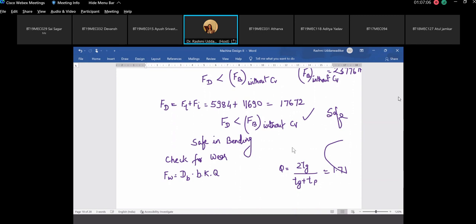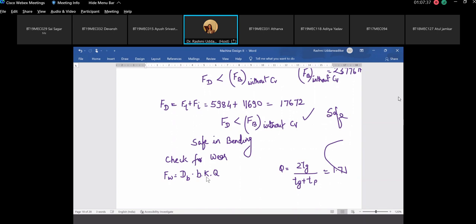Now look here. Now there are two options. One is we assume the value of K from the data book, find out what FW is and check whether this wear strength is coming greater than the dynamic load or not. In that case, it is safe. But for selecting K, you should know the hardness, which we don't know as of now.